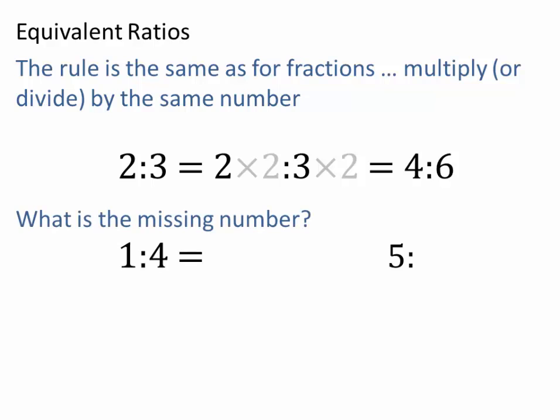Now, as with the fraction problems, you could be asked to find the missing number. So what's the missing number here? 1 to 4 is equal to 5 to something. Well, what did we multiply the 1 by? We multiplied it by 5. So you've got to multiply the 4 by 5. And your missing number is 20.